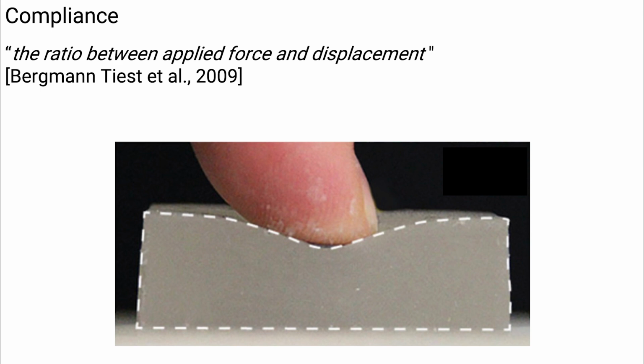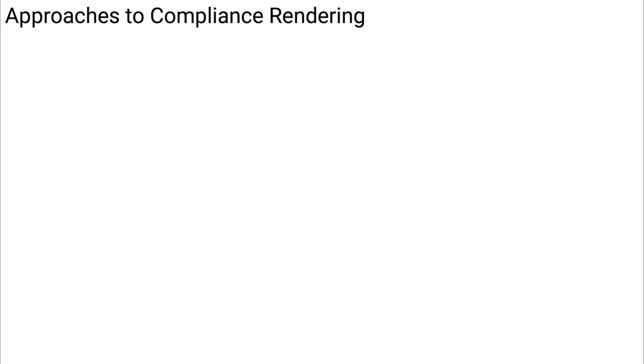So, what is compliance? Compliance is a material property that indicates the degree of displacement and the applied force. It has a pivotal role in determining material perception of an object, such as elasticity, softness, or depth of displacement. Due to its importance, researchers have proposed methods of virtually creating compliance.